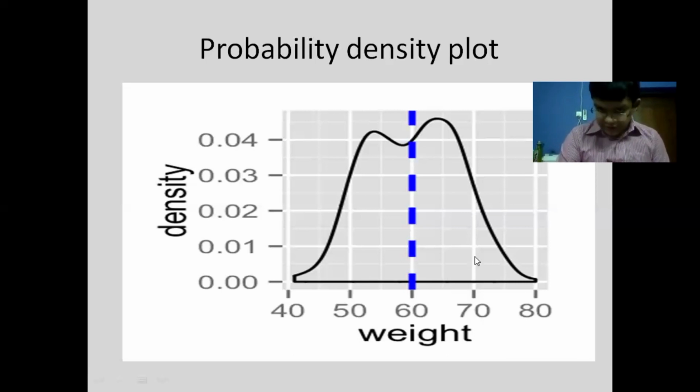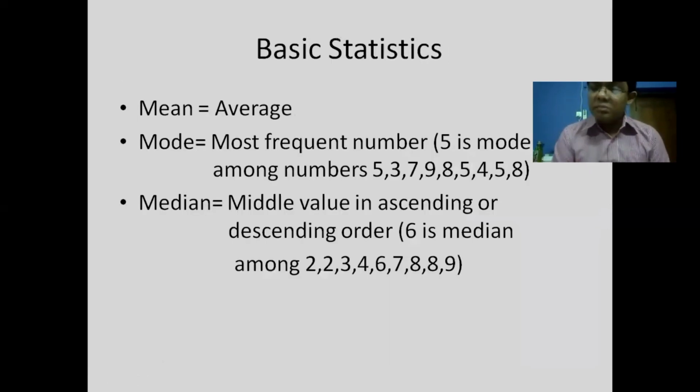Similarly, for 70 kg, the y value is 28%. So you can easily understand that of all the items measured, in 28% of cases, 70 kg was found. This is the concept of a probability density plot. Okay. Now I will tell you about some simple statistical terms.